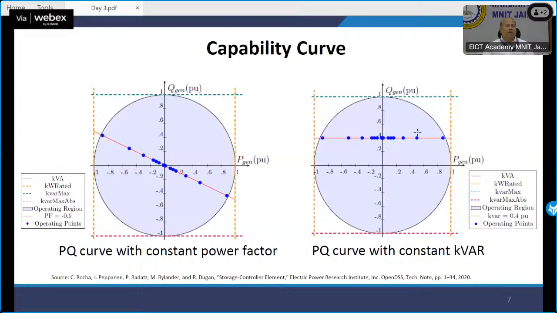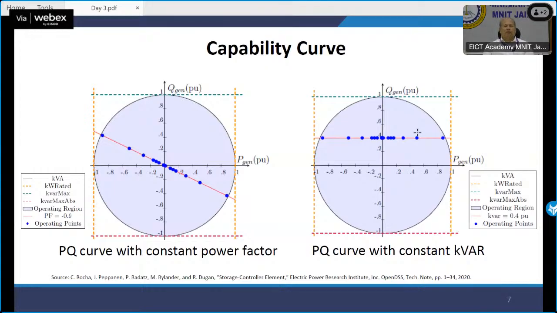Now, moving slowly to the capability curve, this is also very important. Has anyone of you heard of it? No idea? Okay. So capability curve is about the PQ characteristic. Okay. I will explain it in the form of a synchronous machine, and then slowly I can come back to your battery. So if there is a synchronous machine, what is the rating of a synchronous machine?